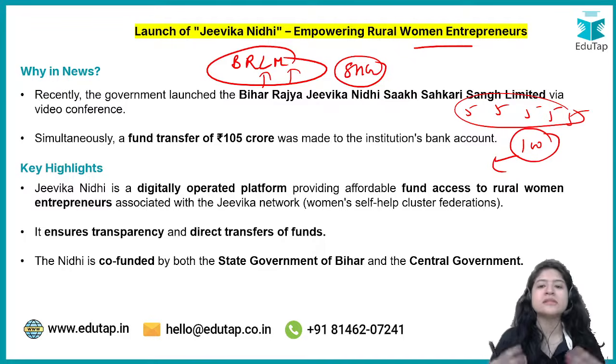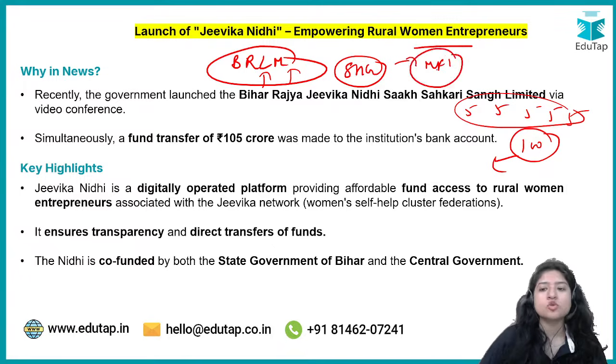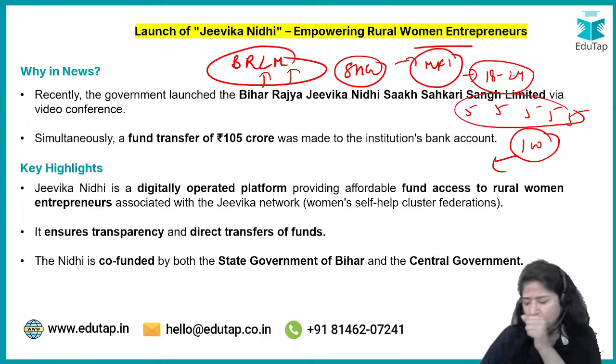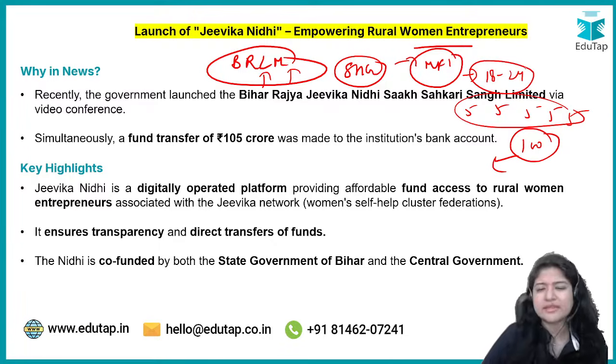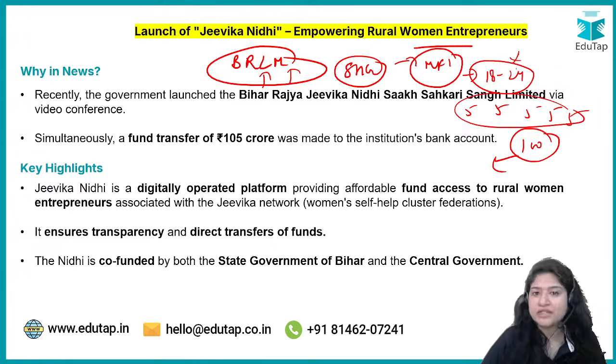Now what used to happen, these self-help groups used to go to microfinance institutes to take up loans so that they could do something, right? But the problem is that usually these microfinance institutions were charging like 18% to 24%, or in fact in some cases more than that, rate of interest on the loans they were giving. Now this is a very high rate of interest, right?